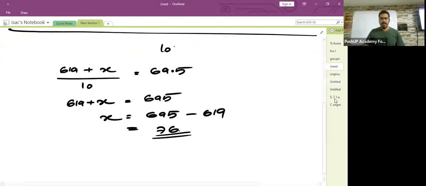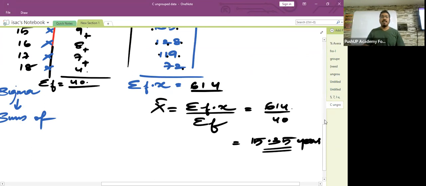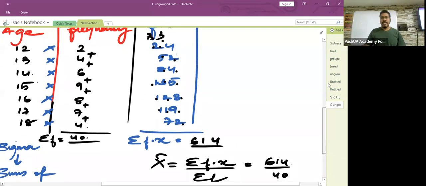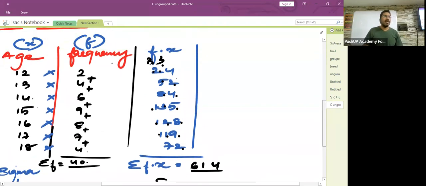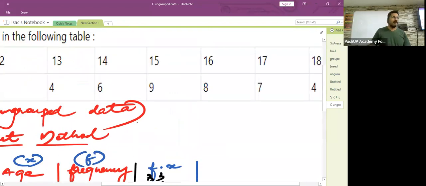Where is that sum? Which method had we applied? The direct method, isn't it? When the ungrouped data was given in the tabulated form, which method had we applied? The direct method, isn't it?